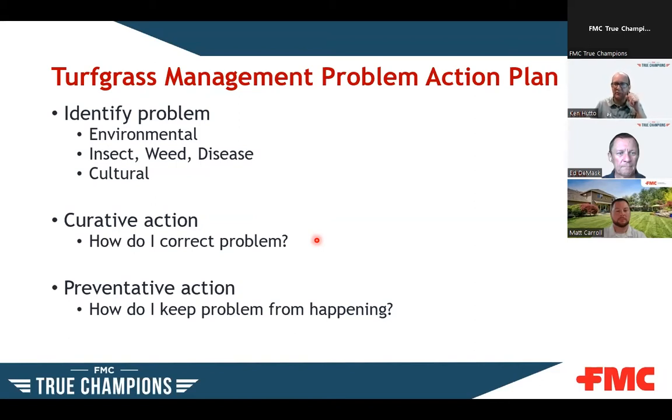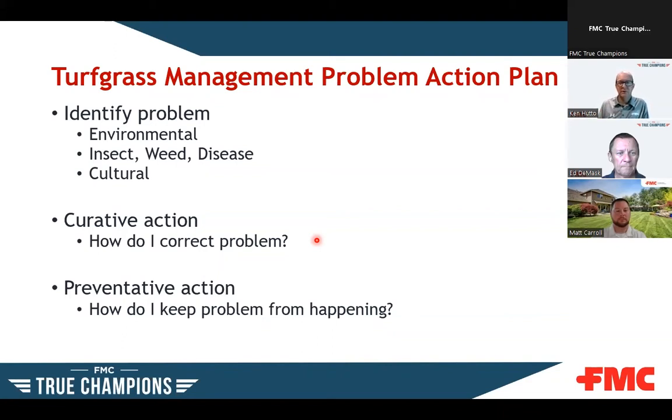Once you identify the problem, the next step in my mind is, okay, how do we correct it? What are we going to do now for our customers, because they're demanding a 100% green lawn with no flaws all the time, right? As long as that turfgrass is growing. So how do we correct the problem?